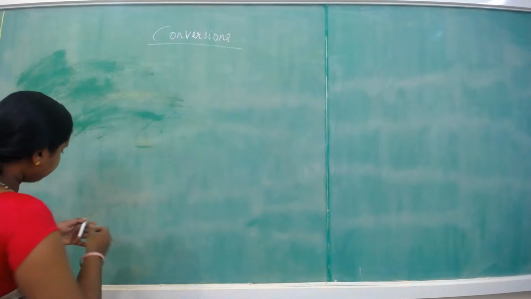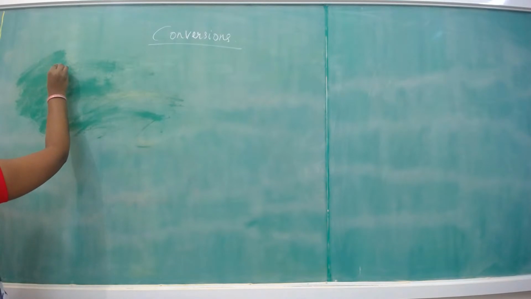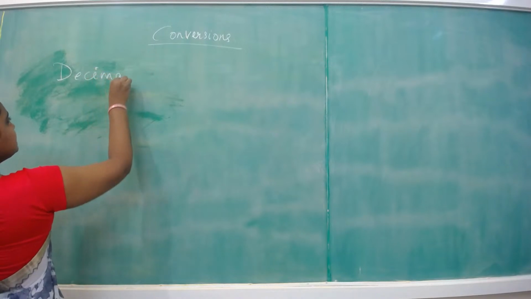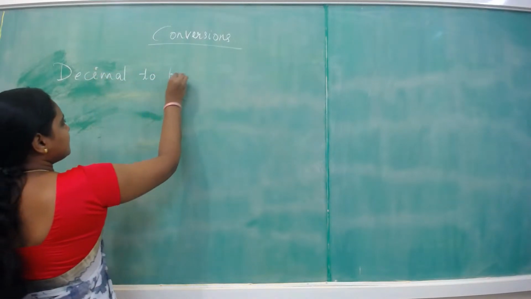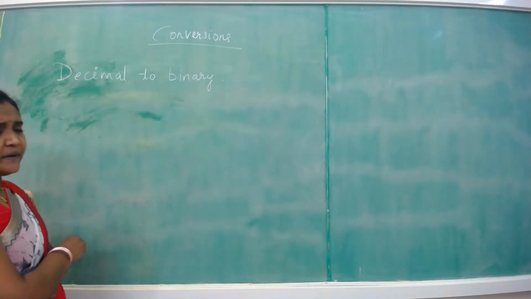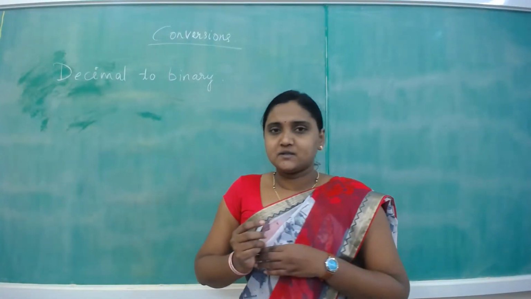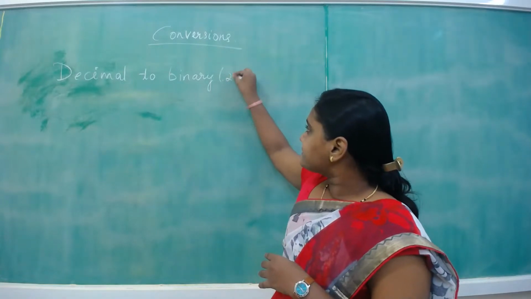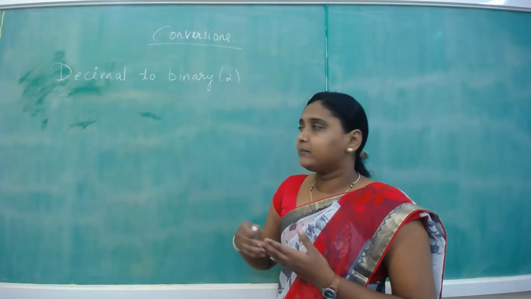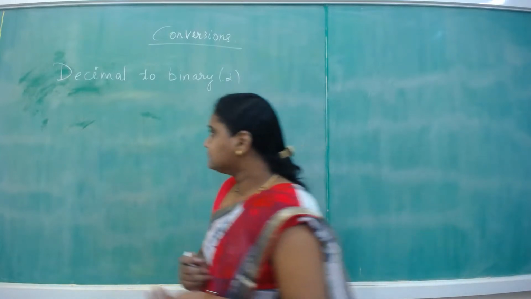Here we are studying the first type of conversion, decimal to binary conversion. What happens in the decimal to binary conversion? The binary has base 2. The decimal number that is given to convert into binary, we keep on dividing by the base, that is 2.